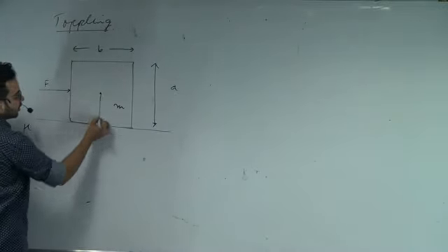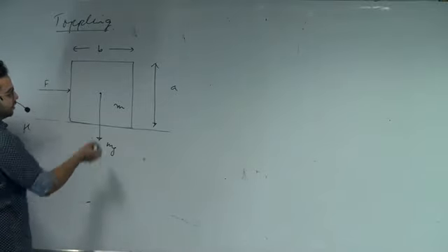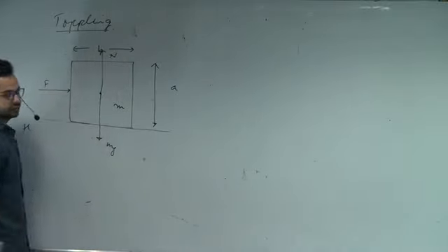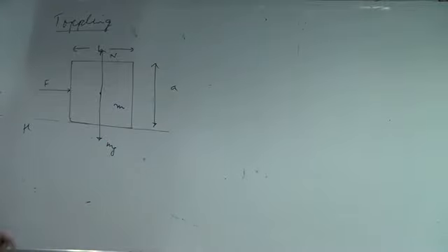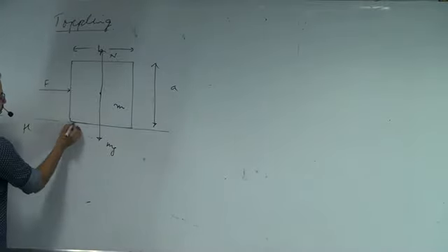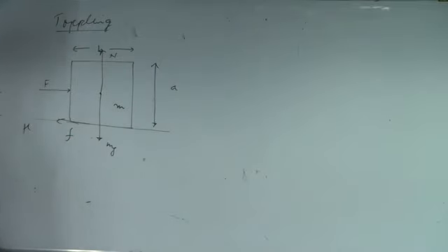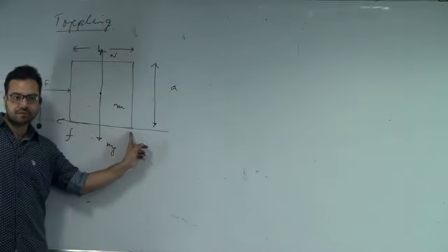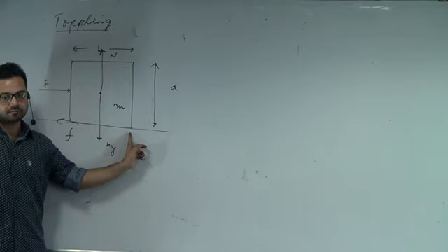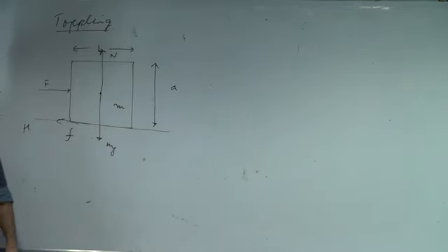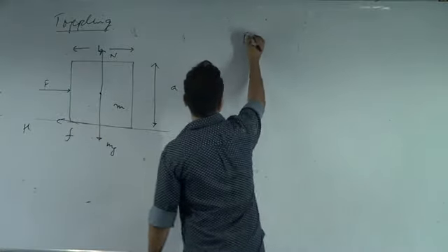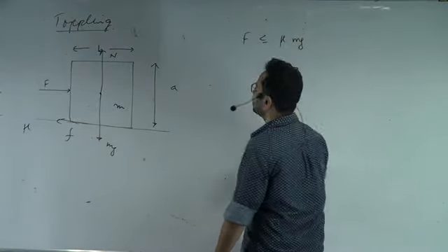What are the forces acting? Mg would be acting like this. The normal would be acting like this. The friction would be acting like this. For toppling, the friction has to be sufficient so that this surface does not slide. Correct? So what is the condition on F? F has to be less than or equal to mu mg. So for toppling, F should be less than or equal to mu mg.